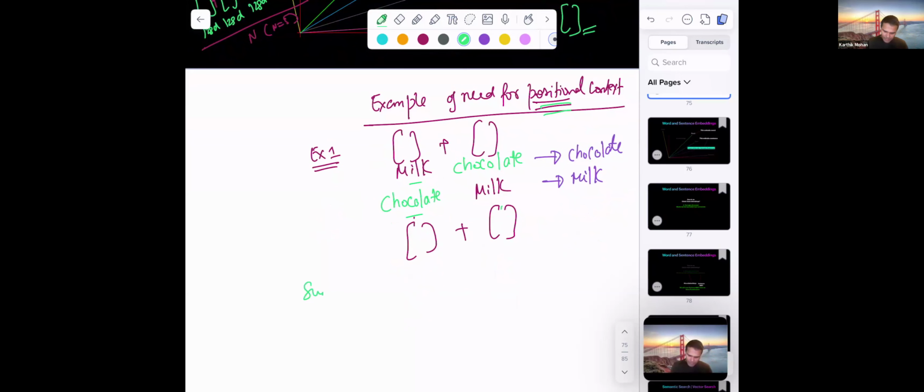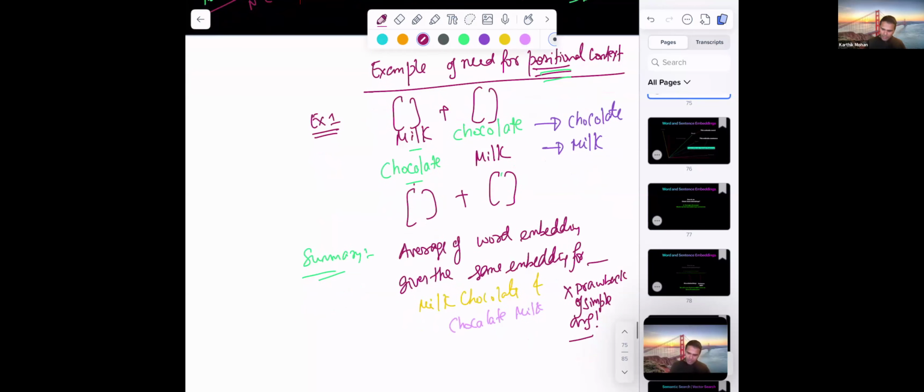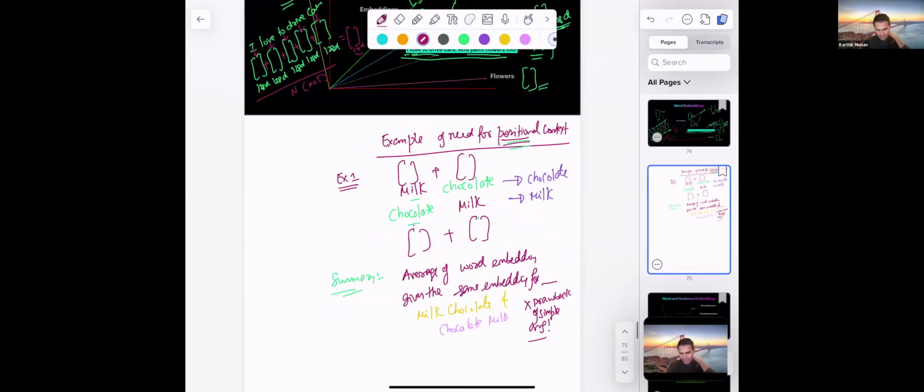So the summary is that the average of word embeddings gives the same embedding for milk chocolate and chocolate milk. And this is the drawback. But you at least have a start.